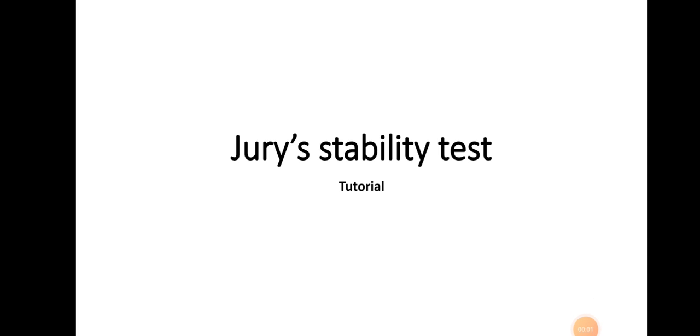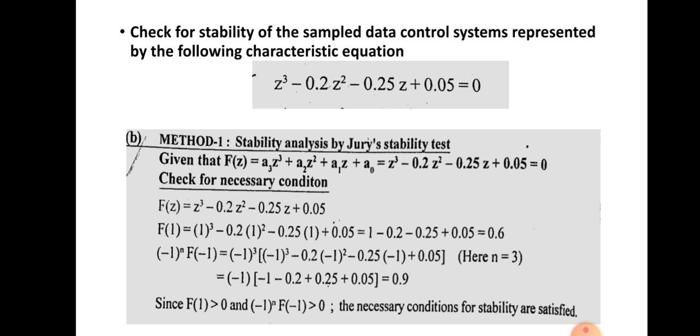Students, let us do a problem based on the jury stability test. So, let us see the question. Check for stability of the sampled data control system represented by the following characteristic equation. Z cube minus 0.2 Z square minus 0.25 Z plus 0.05 equal to 0.